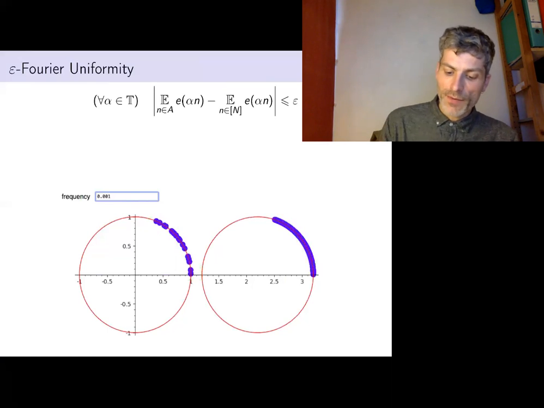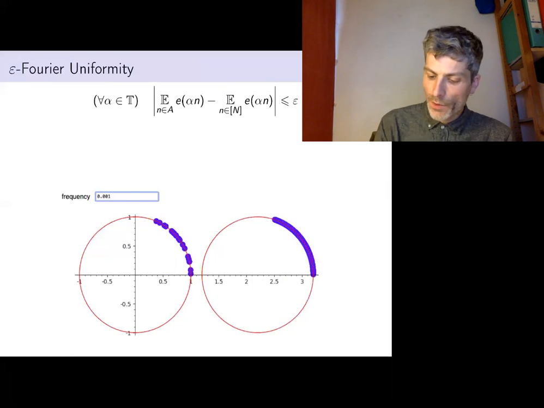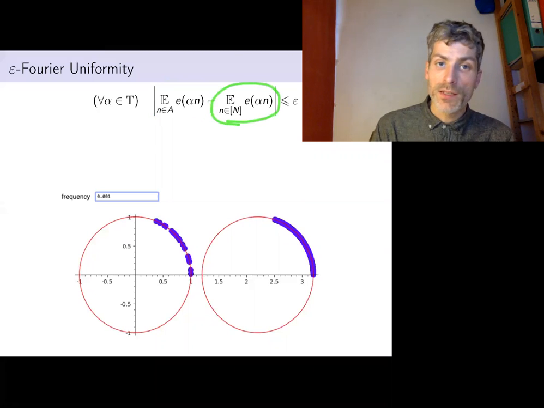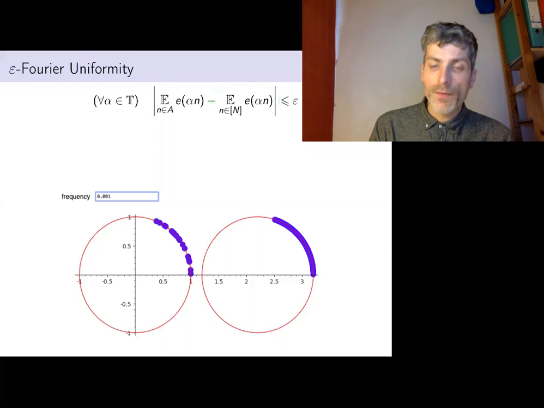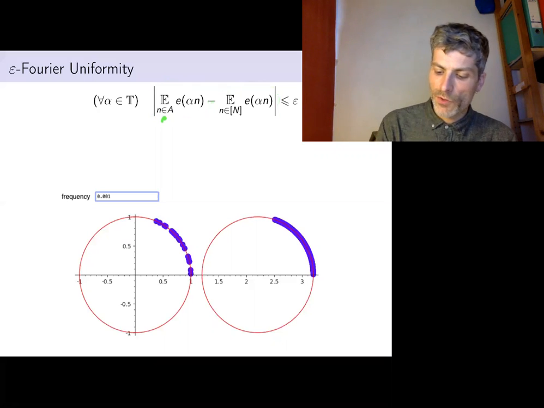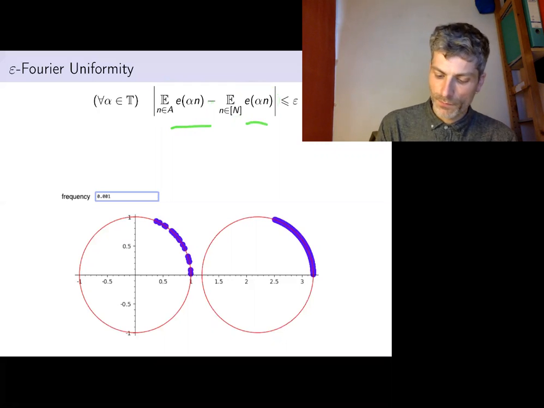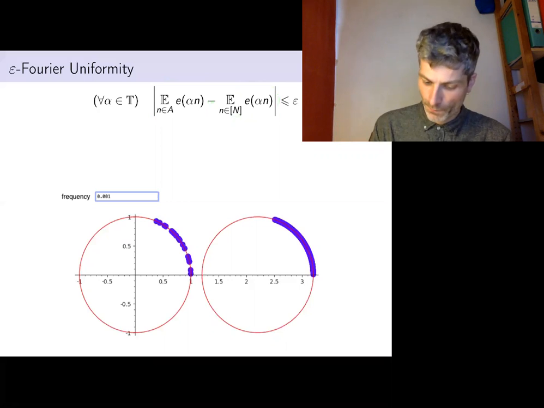So to give a nice definition of when we've got some clustering or not, what we do is we compare the normalized Fourier transform of our set to the normalized Fourier transform of the interval. And if those two sums point in the same direction, then this difference should be small. And if the vectors are very different, this difference should be large, difference in direction or magnitude.